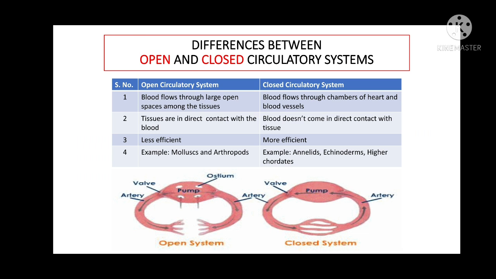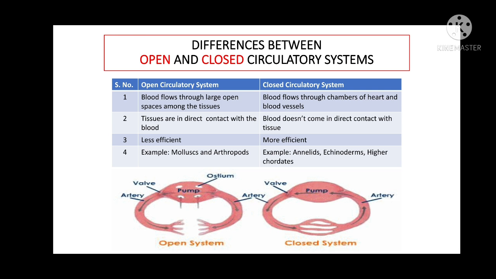Differences between open and closed circulatory systems. In open circulatory system, blood flows through large open spaces among the tissues. In closed circulatory system, blood flows through chambers of heart and blood vessels. Tissues are in direct contact with blood in open circulatory system. Blood doesn't come in contact with tissue in closed circulatory system.